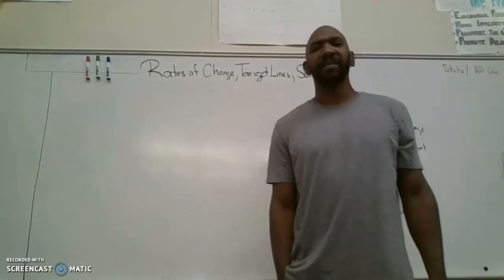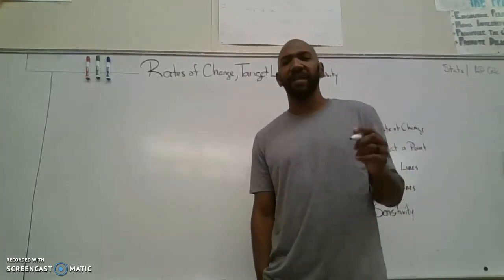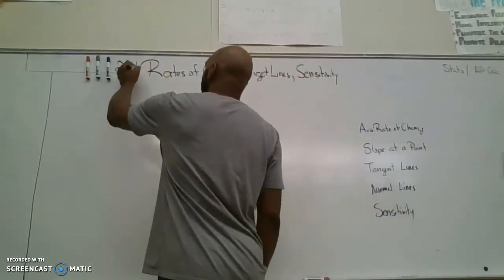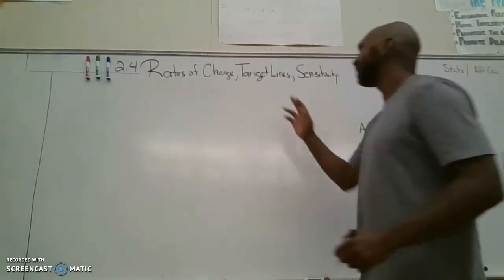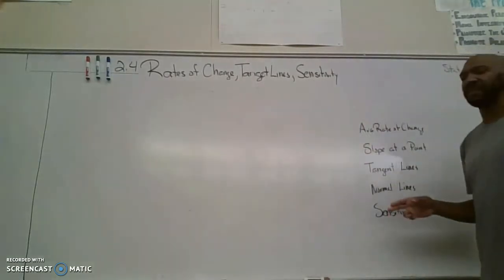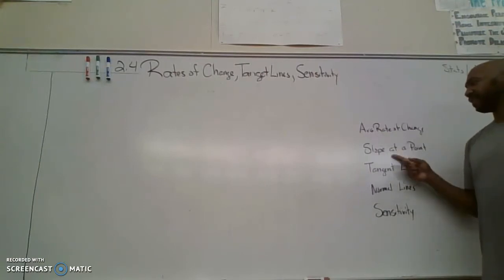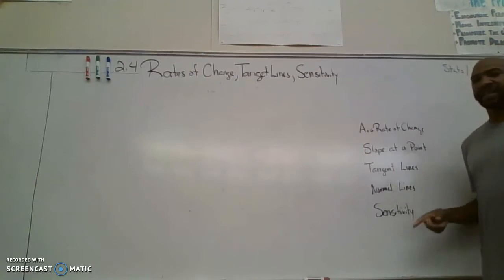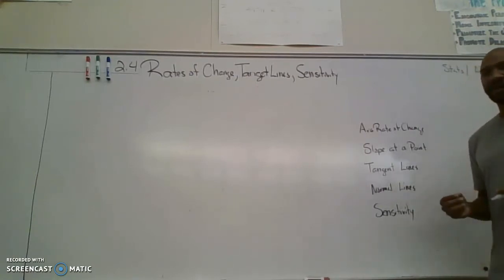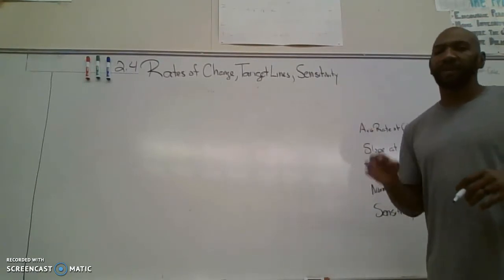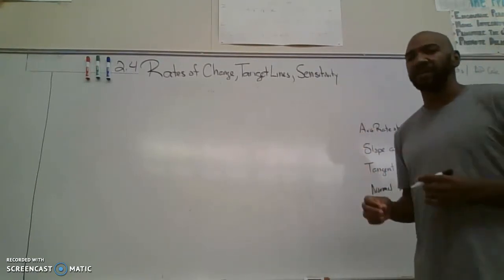Good morning, class. Today we're going to have a quick discussion about section 2.4 in your book: rates of change, tangent lines, and sensitivity. We're going to cover these 5 topics: average rate of change, slope at a point, tangent lines, normal lines, and then lastly, sensitivity. I'll roll through them quickly one by one and check them off as we do so.